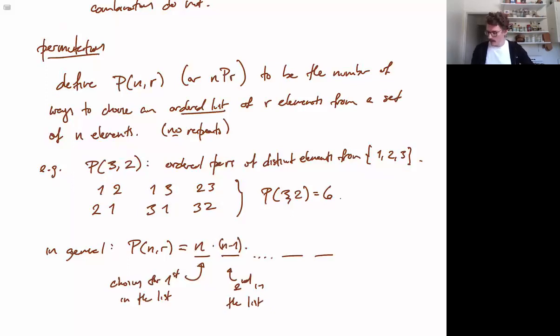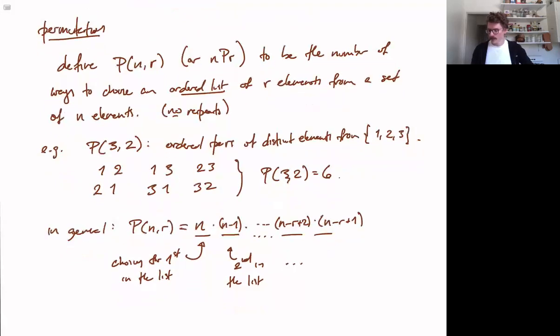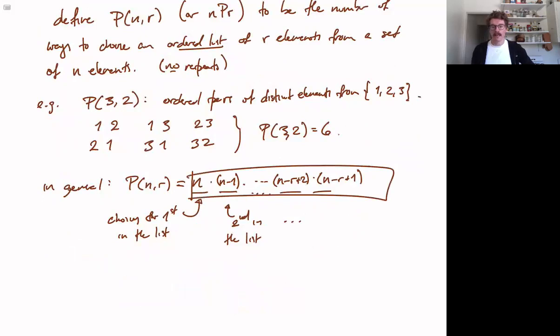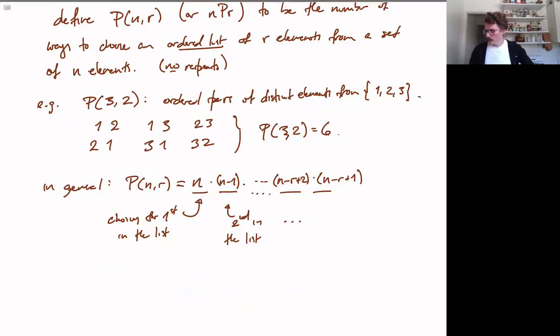And so on down the line for the (r minus 1)th element in the list, we have n minus r plus 2. And for the last element of the list, we have n minus r plus 1 choices. So this is a general formula for P(n, r). And we can write it more concisely as n factorial divided by (n minus r) factorial.